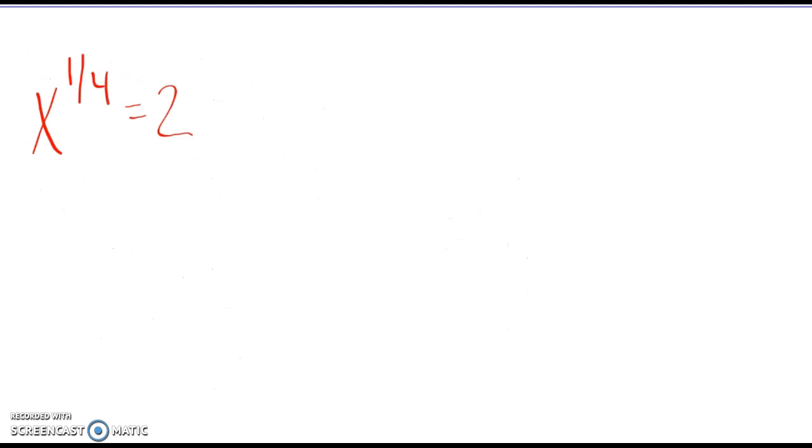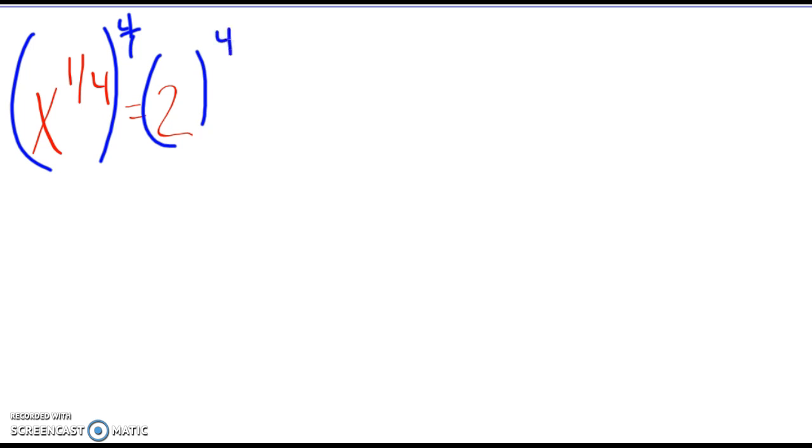Some are a little easier. For this one, I'm going to raise this to the 4th power, or 4/1. Raise this to the 4th power. Now we get x equals 16.